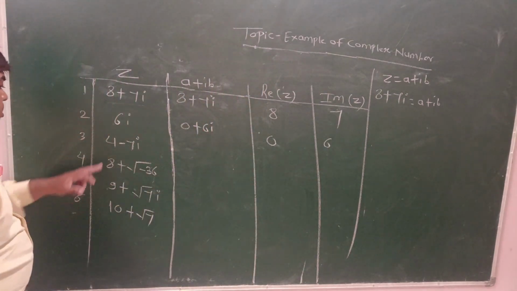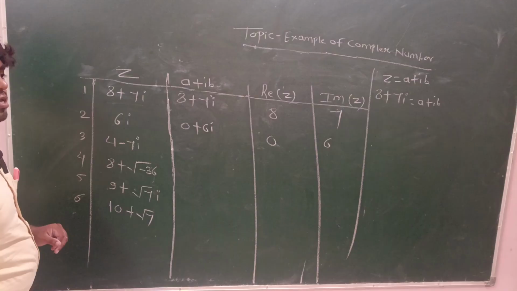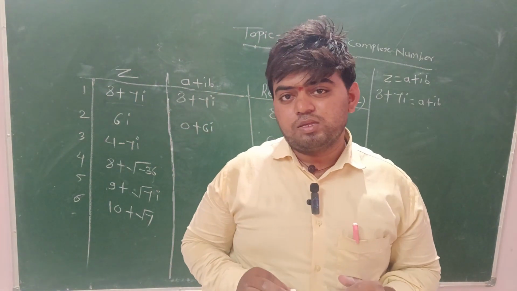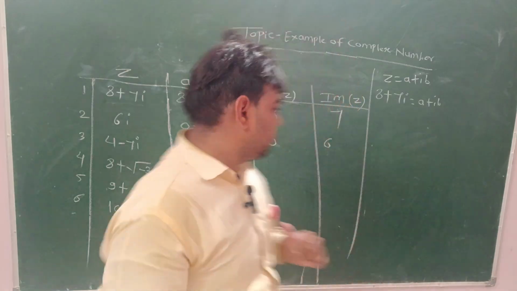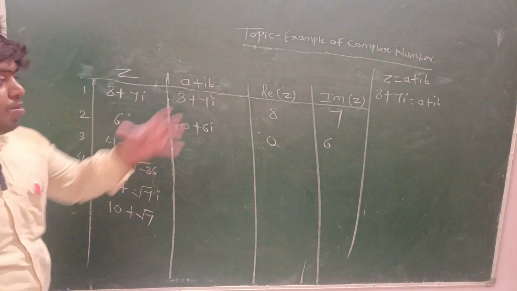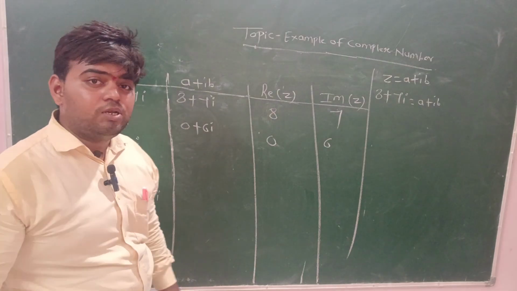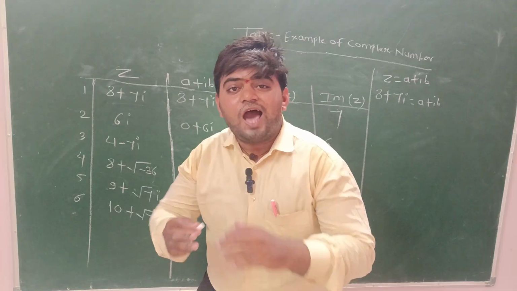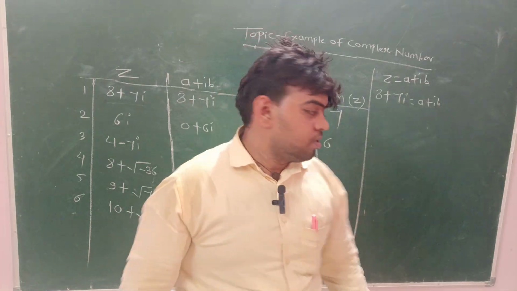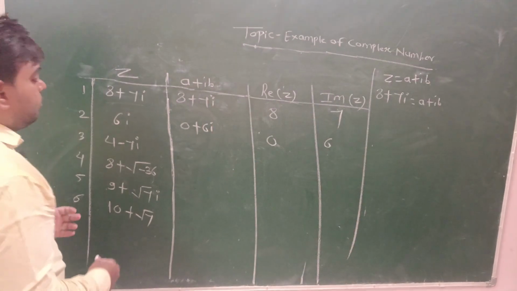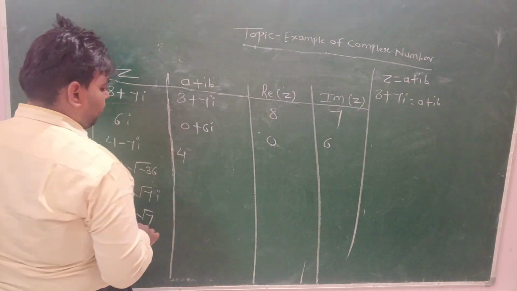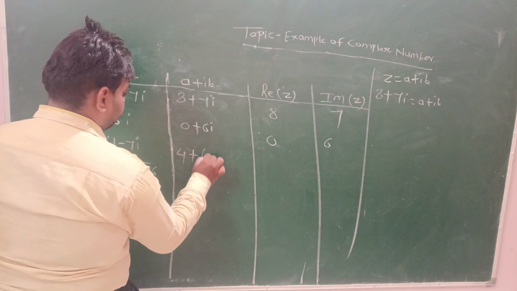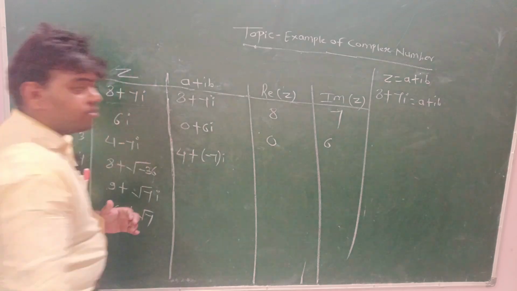Next, 4 minus 7i. The form of a complex number is a plus ib. A is 4 here, but b is minus 7, because the form of a complex number is a plus ib. So a is 4 plus, and b is minus 7, i is constant.